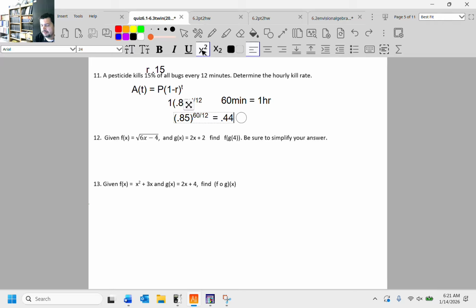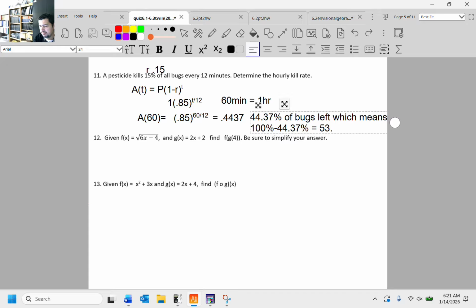Now, we need to understand this, and this is the hard part for some kids. This was the amount after 60 minutes that was left. That's what that was. This is saying that there are 44.37% of the bugs left, which means you take that and subtract it from 100%, and we've got 53.63% remaining. That's not right, not 53. Ugh, bad. 55.63% remaining.